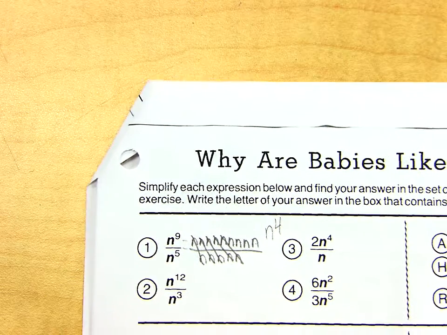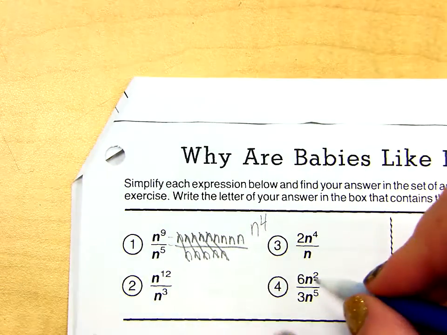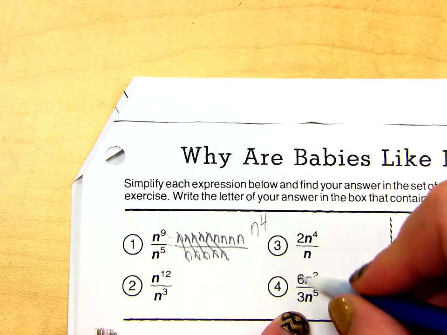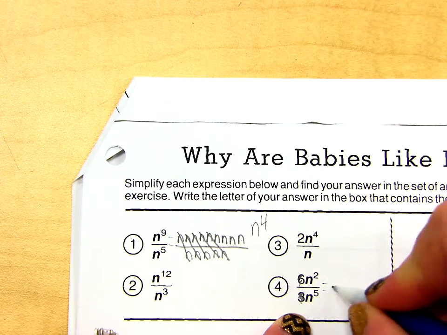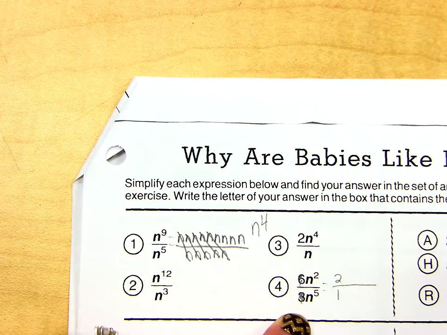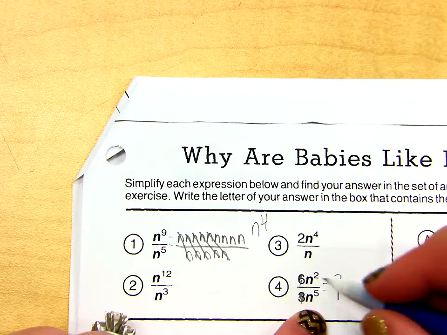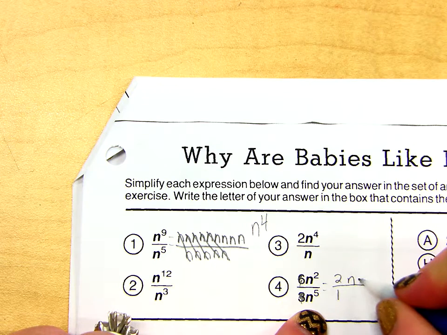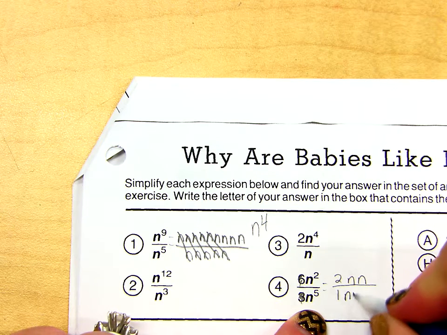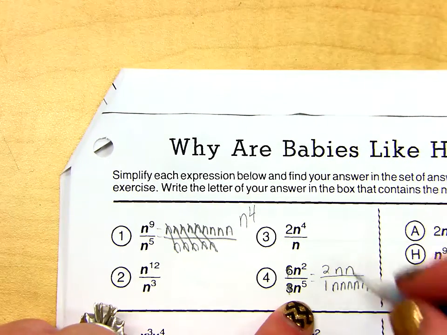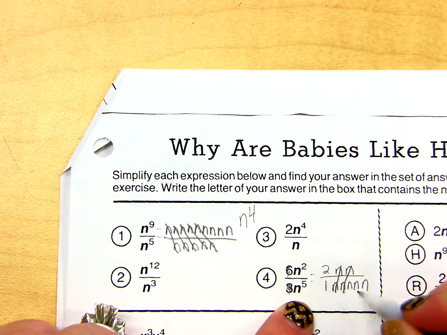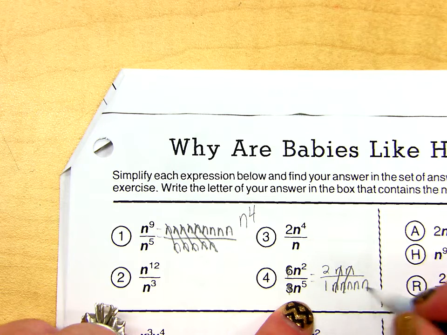However, when I get to one like number 4, 6/3, I can just reduce that. That's just 2 over 1, right? Do you agree? 6 over 3 just reduces to 2 over 1. Now look at the n's. I'd have n squared, which is n times n, and n to the 5th: 1, 2, 3, 4, 5. Look what happens when I cross them out. Aren't I left with n to the 3rd in the denominator?